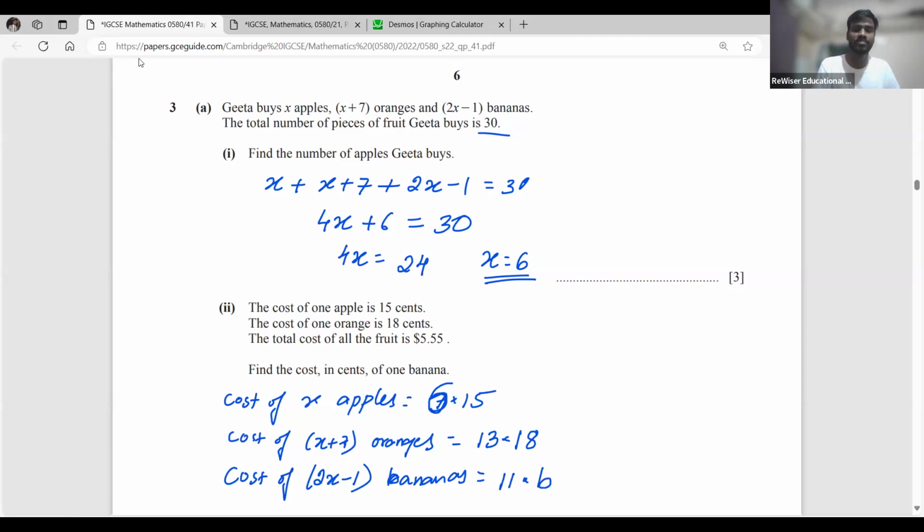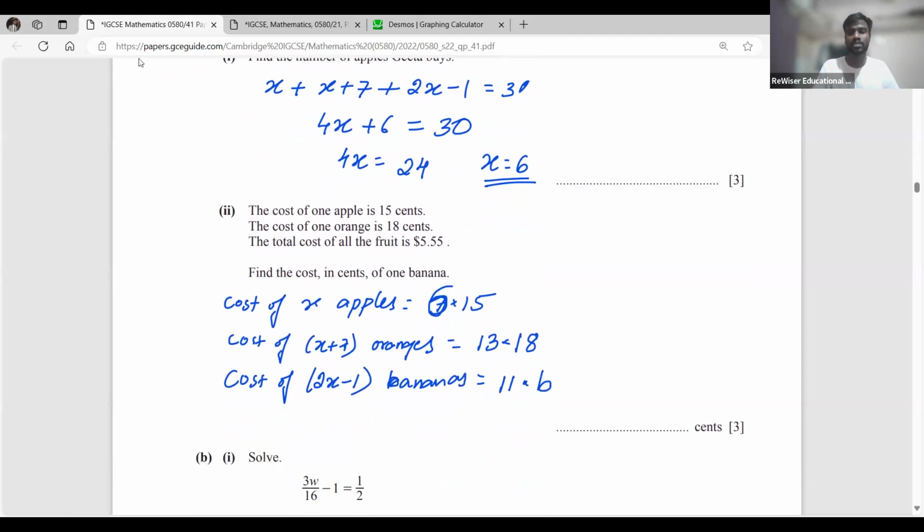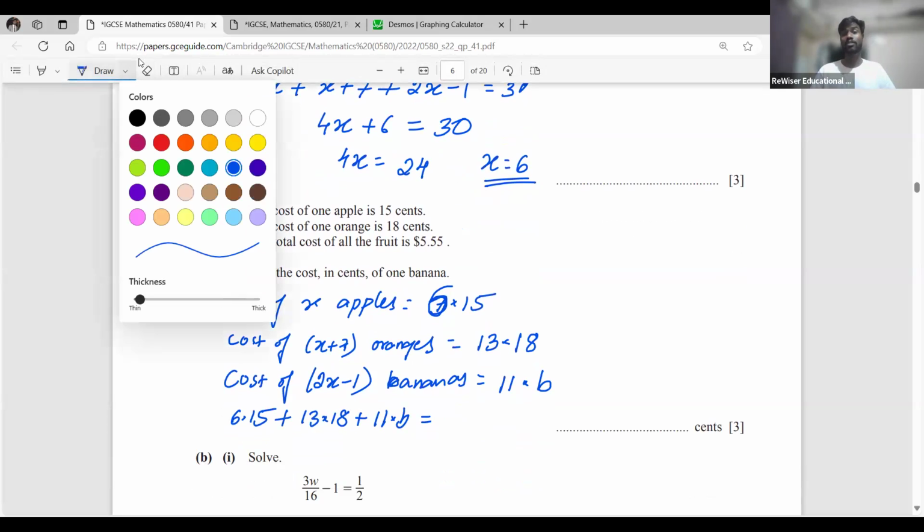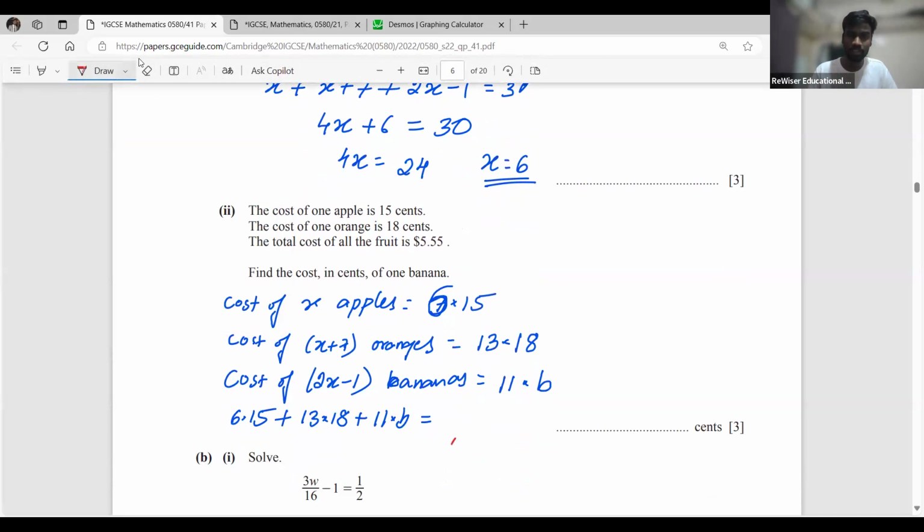Let me just take it as B. So B is the cost of banana. This is the total cost. And this is going to be equal to 6 times 15 plus 13 times 18 plus 11 times B. And this will be equal to $5.55. But since all these 6, 13, all these 15, 18, and everything is in terms of cents, I should also convert this one in cents. It has to be 5.55 times 100. And this is something that we have to solve.